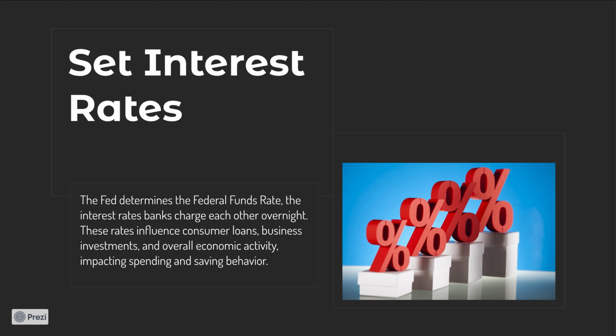Now, one of the last things is setting interest rates. Now, again, as I said, there are varying interest rates when you interact with a bank. So the Federal Reserve doesn't really set interest rates. What it does is it determines the Fed funds rate, which is, as I said, the interest rate between banks. Now, this may not seem that relevant, but the interest rate between banks influences the interest rate for your loans, the interest rate for businesses, and the interest rate for most economic activities. This affects how much people spend versus how much they save.